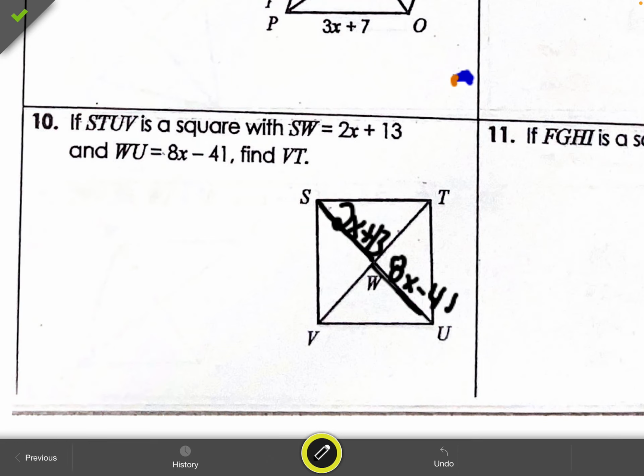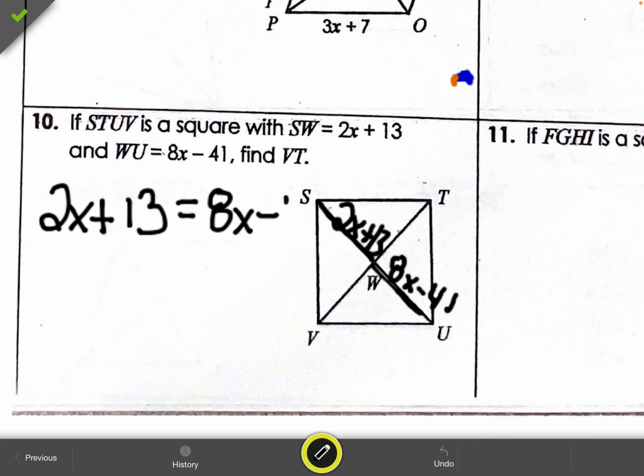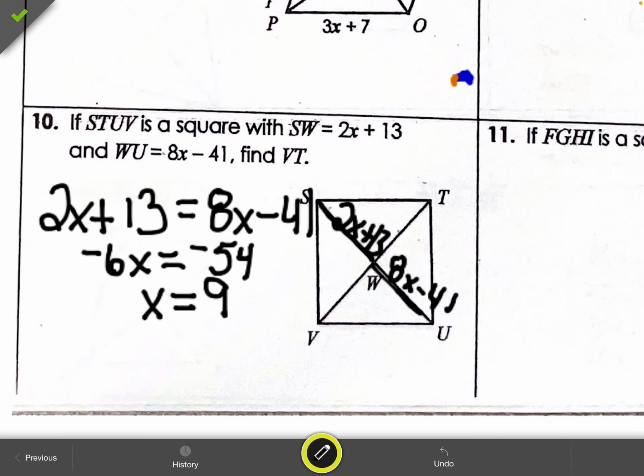So what do you know about those two pieces? Yeah, they're half of your diagonal. If they're half, then they are equal. So our equation is 2x plus 13 equals 8x minus 41. Okay, then we're going to type it into Desmos, or however you want to do it. Let's see, if we do it by hand, we'd get negative 6x equals negative 54, but most of you just type it into Desmos. So x turns out to be 9.